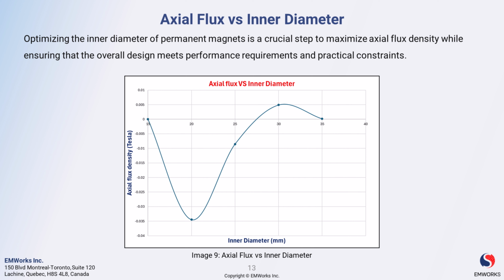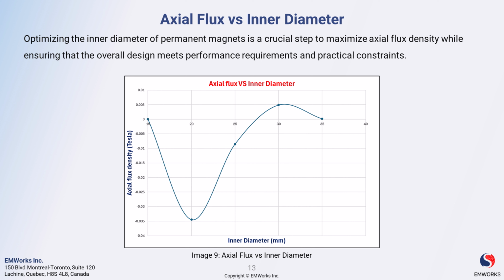Now, to understand the importance and its impact, as we can see, the inner diameter of the permanent magnet is an important design parameter that can significantly impact the magnetic field distribution and the resulting axial flux density. As the inner diameter increases, the axial flux density tends to decrease due to changes in the magnetic circuit and flux leakage effects.